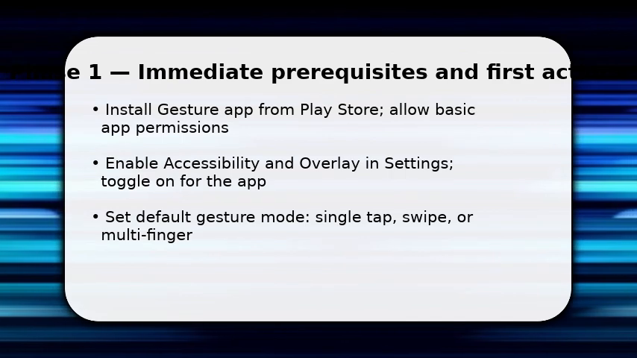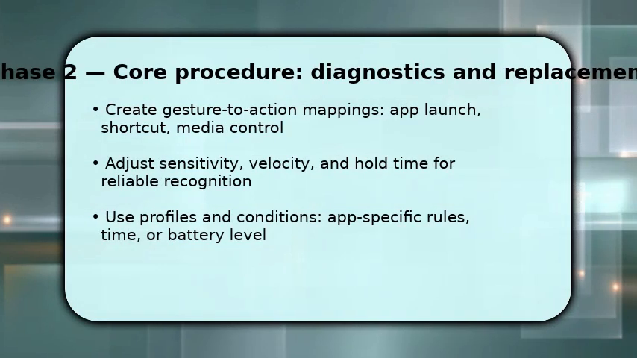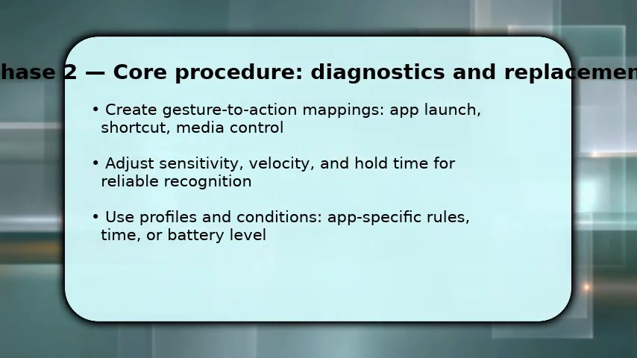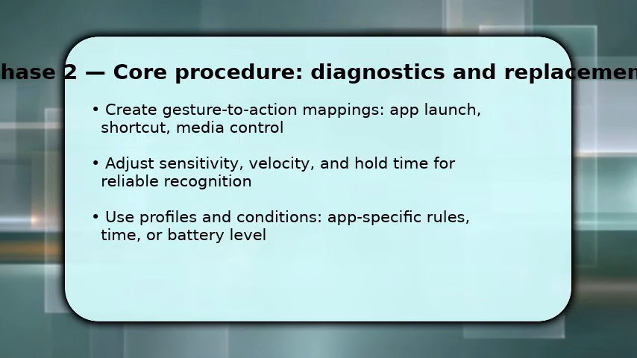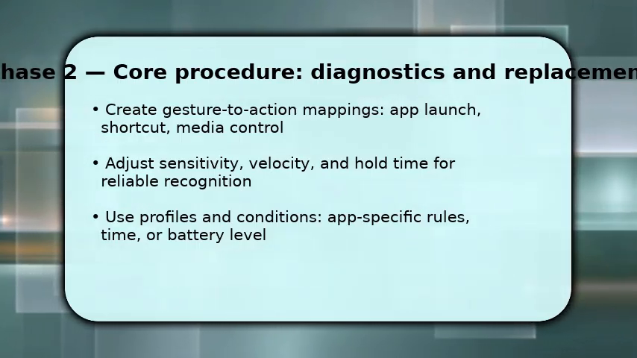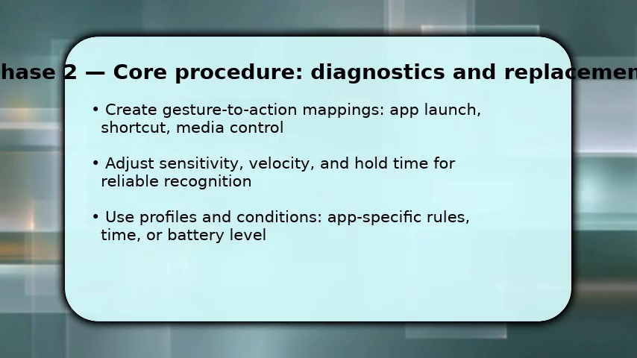Now you map gestures to specific actions. Tap Add Mapping, then assign a gesture to launch an app, run a shortcut, or control media. App launches speed access and shortcuts automate tasks.